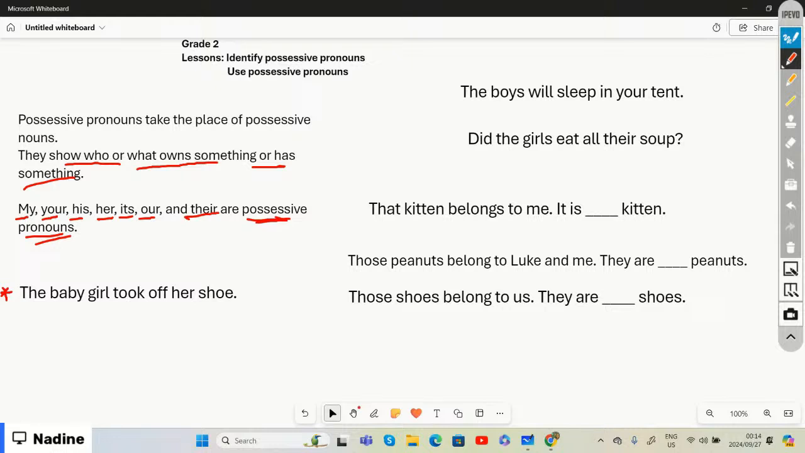So we need to select the possessive pronoun within that sentence. What do you think is the possessive pronoun? It is a word that takes the place of a noun. Shows us who owns something, or it shows us who has something.